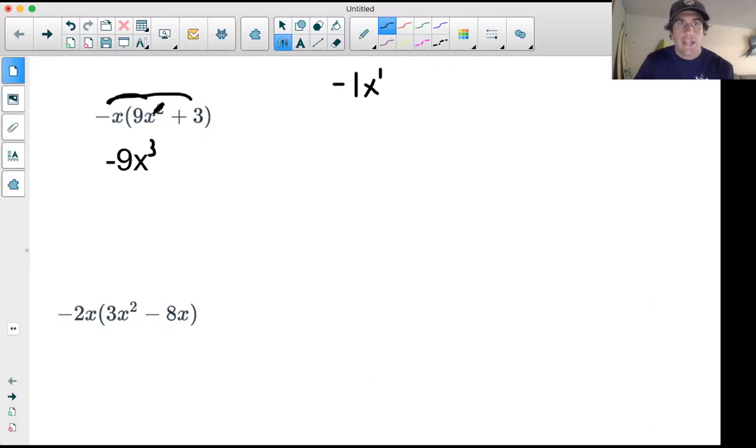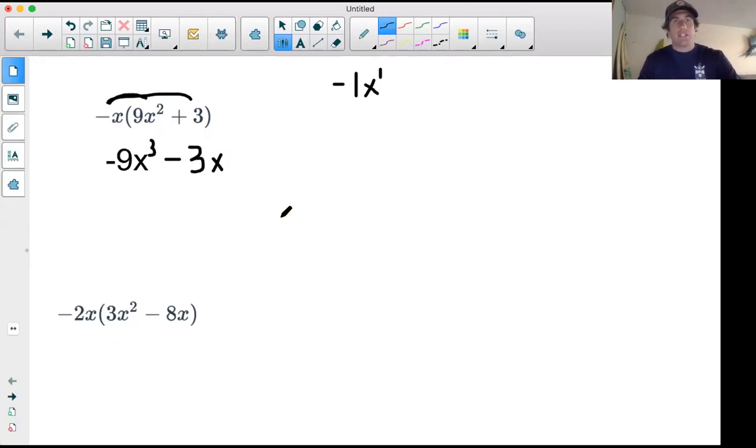If I do x to the first times x squared, guys, remember when I'm multiplying, you add the exponents. So 2 plus 1 is 3. Okay, that takes care of that. And then I do negative x times 3. Negative times a positive is a negative. And x times 3 is what, guys? 3x.